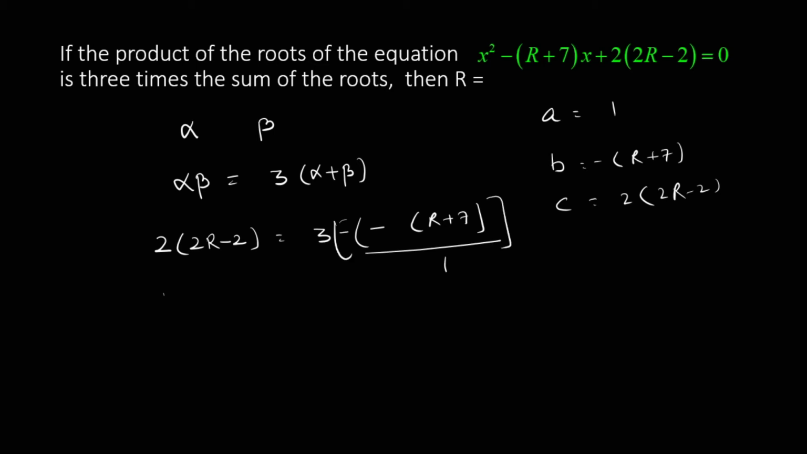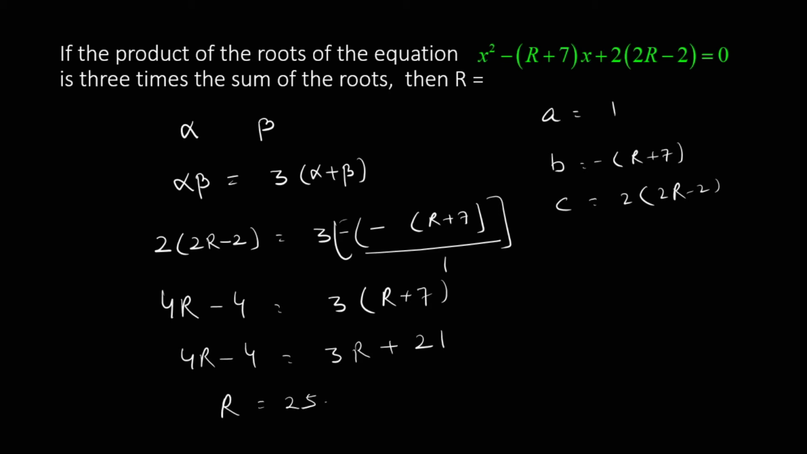So we have 4r - 2 equal to 3 into (r + 7). So 4r - 3r equals 21 plus 2. Hence, transposing 3r to the left hand side, we have r = 25. So the value of r is 25.